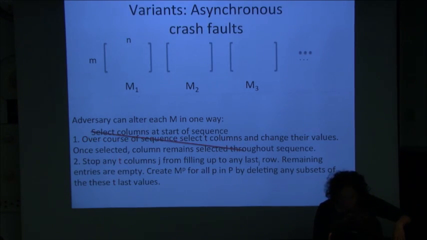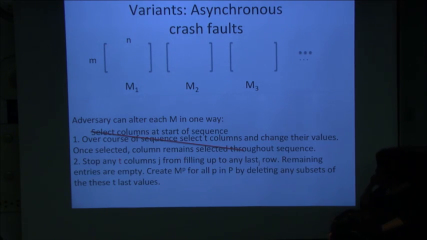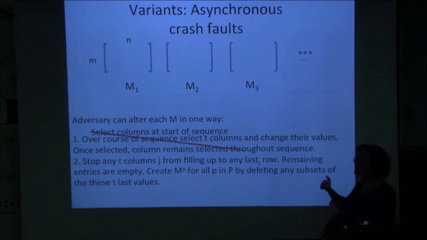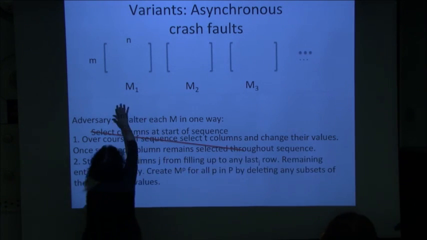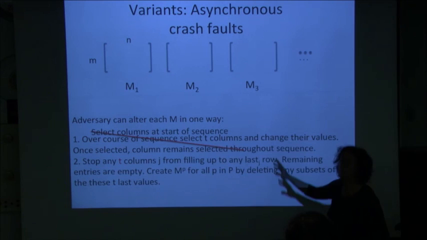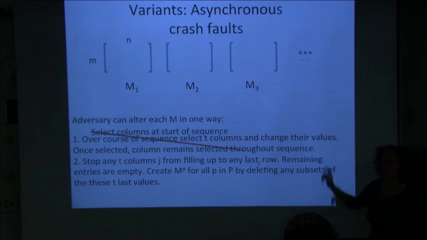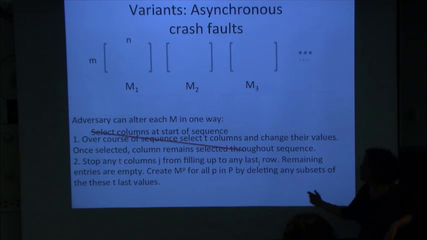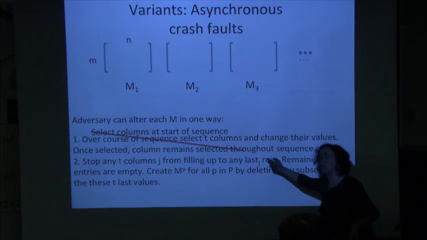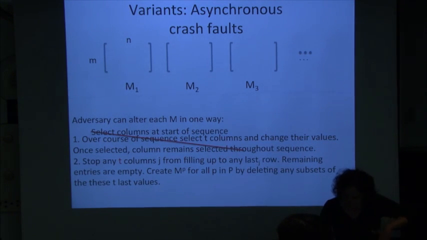All right. Now there's asynchronous crash faults. In that case, did I say this one already? Yeah, I talked about crash faults. So it would just be asynchronous. The difference is that the subset of values that you can pick can still be any subset. It doesn't have to be restricted to the original T. In the synchronous case, it's restricted to the T columns. Here, it can vary over any columns. The T that you pick, that you stop, are not restricted to the original T or to any particular T.